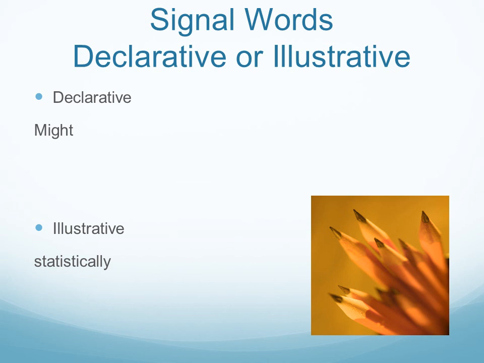So below declarative, I have the word might. I might go to the store. I might get an A. I might get a job. Those are all just statements that I'm making.